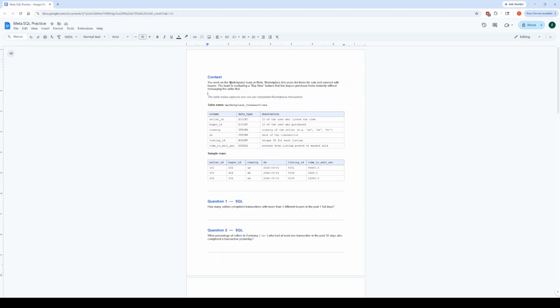So you can see it on the screen, but in the description, there will be a link to this Google Doc. Meta has two SQL rounds. Their first tech screen has SQL, and then in their final loop, there's also a SQL component.